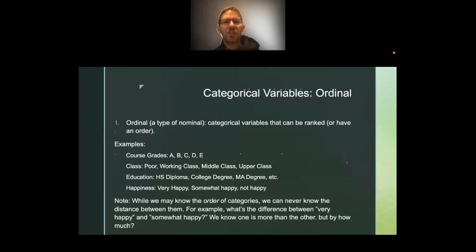The third type of categorical variable is ordinal. These are categorical variables that are still categories. They're not numbers, but they can be ranked, so they have a certain type of order. And there are a couple of examples I put here.